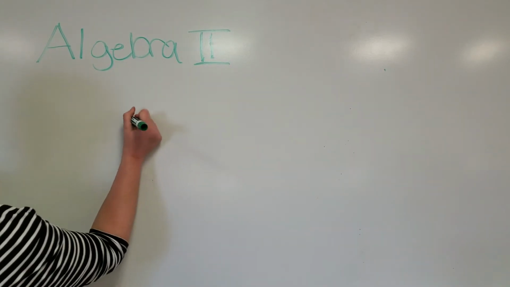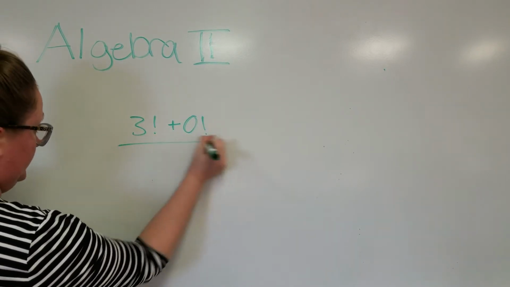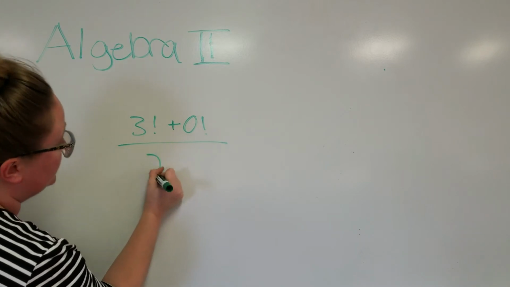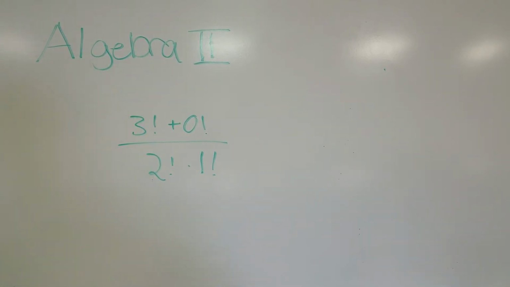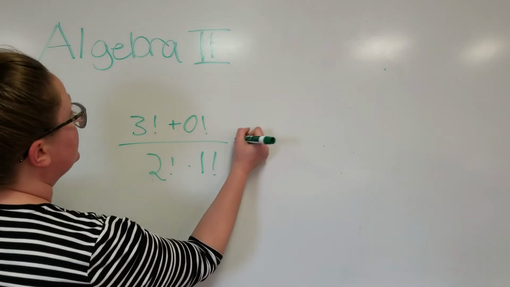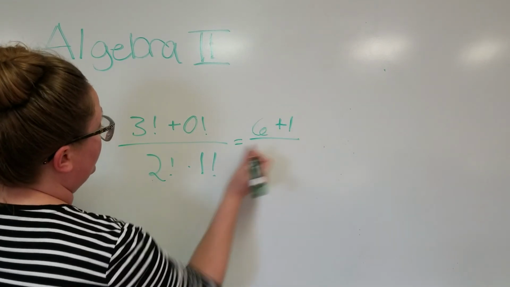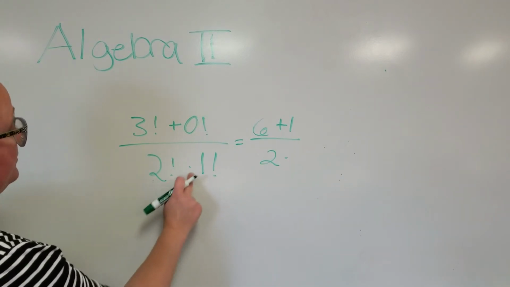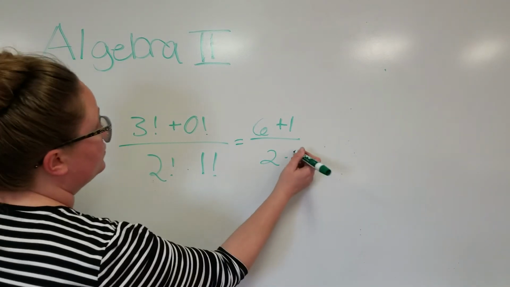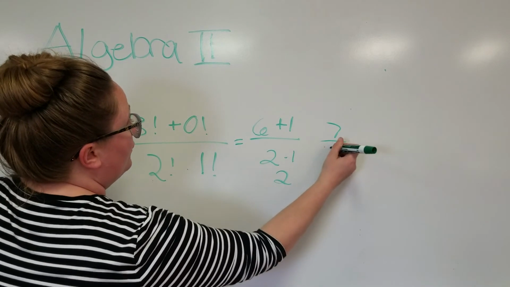Number 17, they give you a little equation here, they say 3 factorial plus 0 factorial over 2 factorial times 1 factorial. Now, 3 factorial would be 3 times 2 times 1, which is 6. 0 factorial is always equal to 1. So plus 1 over 2 factorial is 2 times 1 is 2 times, so pay attention, that's a multiplication. 1 factorial is 1, so 2. So 6 plus 1 is 7 over 2.